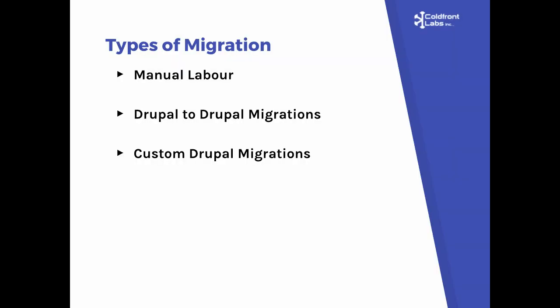So there's basically three major types. Actually, there's a fourth one. I'll get into that. There's three major types. There's manual labor, right? You're basically copying and pasting content. You're basically going into your source, looking at what's there, going to your destination, creating what's there, all right? So it's basically a lot of manual steps, a lot of copy and paste.